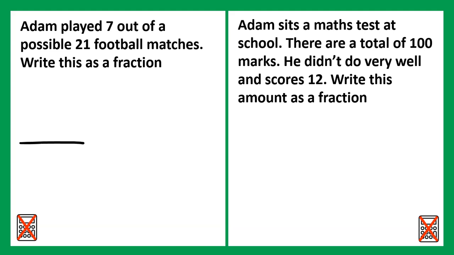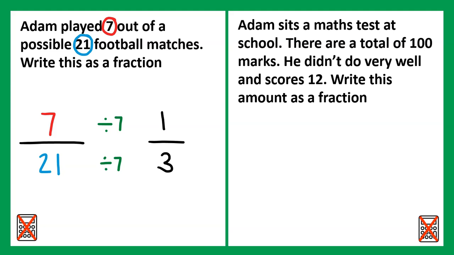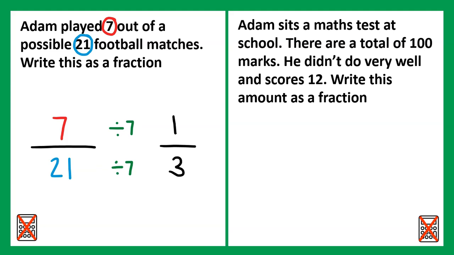The denominator makes up the amount of equal parts, which in this case would be the amount of football matches that were played, 21. And the numerator is made up of how many of those we're shading or selecting, which in this case would be 7. So the fraction of games that Adam played was 7 out of 21. Both of these numbers have a highest common factor of 7, meaning we can divide through and simplify to give us our final answer of 1 over 3, or 1/3. So Adam played 1/3 of the football matches.